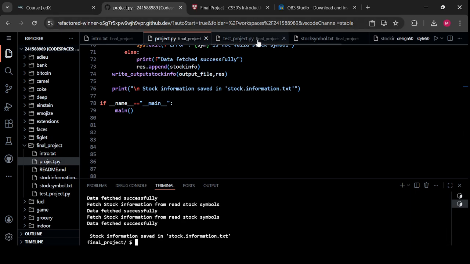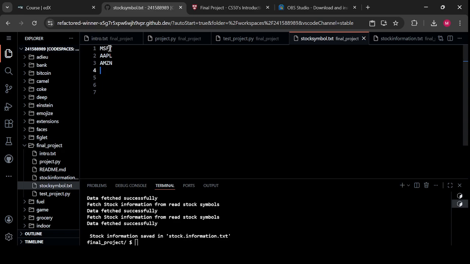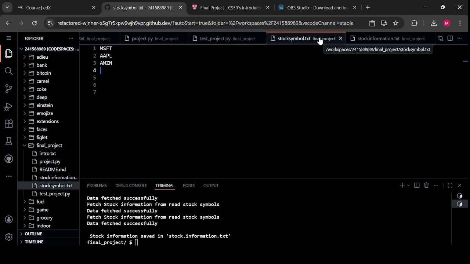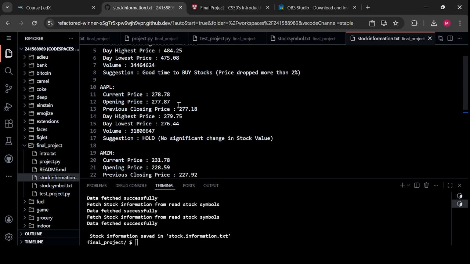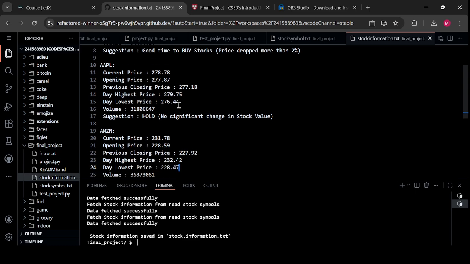Now I'm currently running my final project in the terminal window. So this is my inputted stock symbols, which contains Microsoft, Apple, and Amazon. And finally, I get the stock information output file, which contains Microsoft with the current price and the suggestion of buying, not buying, or holding the stock.